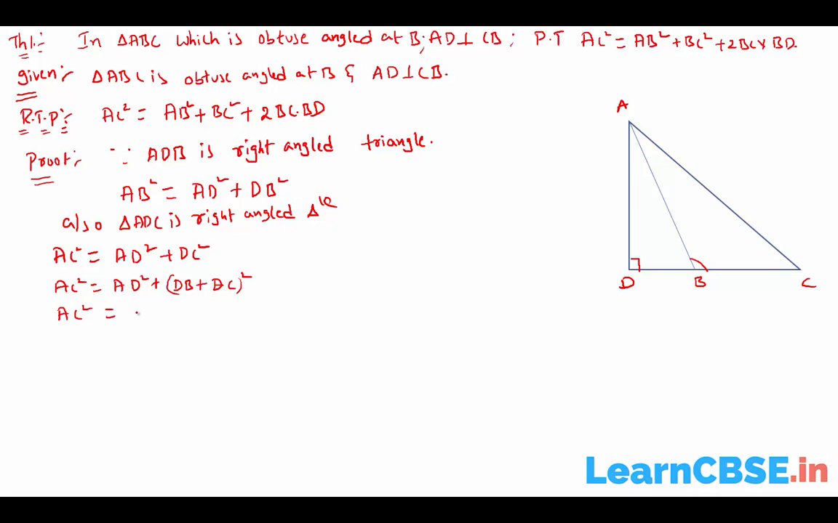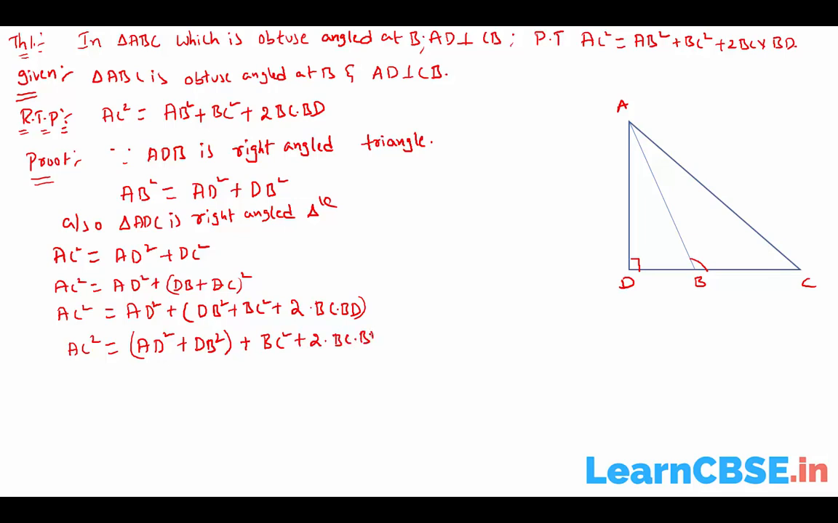Expand this. AC square equals to AD square plus (A plus B) whole square, DB square plus BC square plus 2BC into DB, or BD, you can write anything, BD or DB. Now AC square, combining these two as a group by association property, AD square plus DB square plus BC square plus 2 into BC into BD.